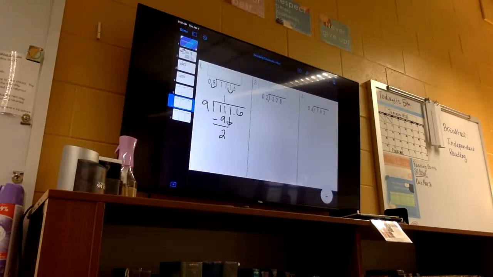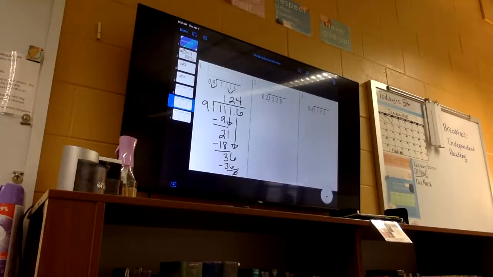Bring down my 1. 21 divided by 9 is 2. 18. Minus 18 gives me what? 3. Bring down my 6. 36 divided by 9 is 4. Minus 36. 0. Okay, so now I have 124, but now I have to put my decimal in there.